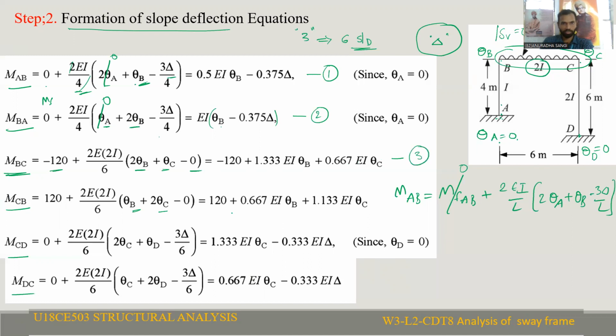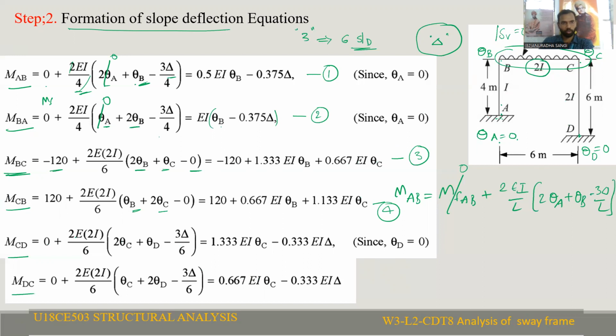This is equation number 3. Similarly, for MCB also you write the same, that is equation number 4. So coming to the CD member, there is some horizontal displacement, that you have to write.